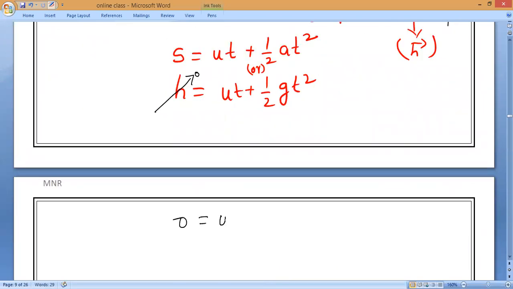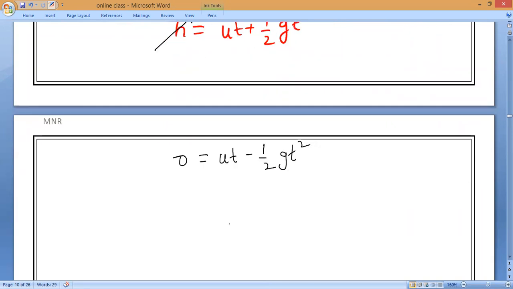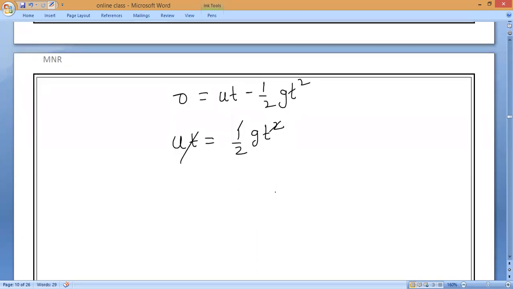So 0 is equal to ut minus 1 by 2 gt square. Now minus 1 by 2 gt square will come this side. What will become? ut is equal to half gt square. Is it okay, guys? Now you can see, on this side t and t will get cancelled. Is it right or wrong? Anybody having doubt, you can ask. Now it will become u is equal to 1 by 2 into gt.